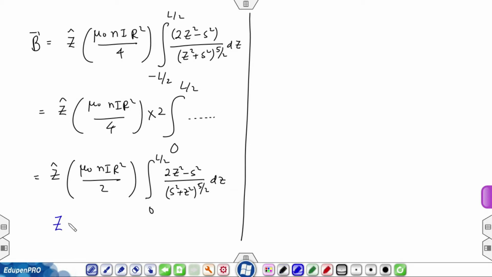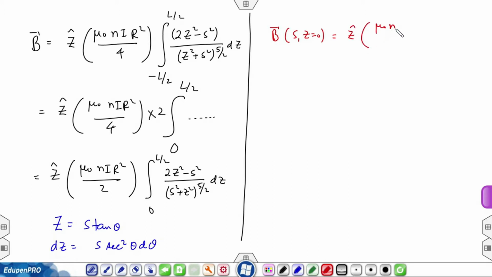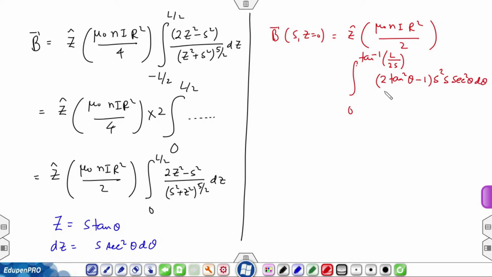I am going to take z equals s tangent of θ, so that dz becomes s secant²θ dθ. Therefore, B at s, z equals 0 comes out to be in the z direction μ₀ n I r² by 2 integral 0 to tan⁻¹(L/2s), and inside I get (2 tan²θ − 1) s² s secant²θ dθ divided by s⁵ secant⁵θ.